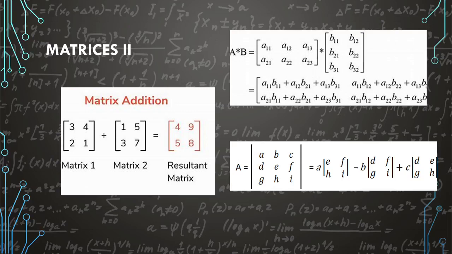So matrix addition is the corresponding summation of elements. You can see 3 plus 1 is 4, and here 4 plus 5 is 9. And you know matrix multiplication: this row will be multiplied with this column in dot product, or vector multiplication, order, and these also. Now this 3D matrix determinant: the determinant of a 3D matrix, you can simply expand it like this.